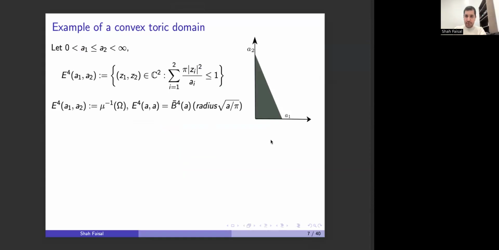So in particular, if I take omega to be a triangle with one side equal to A1 and the other side equal to A2, then the corresponding toric domain is going to be this ellipsoid I have written down. And if you take both these sides to have equal length, then you are getting the round ball of radius the square root of A divided by pi. Okay.